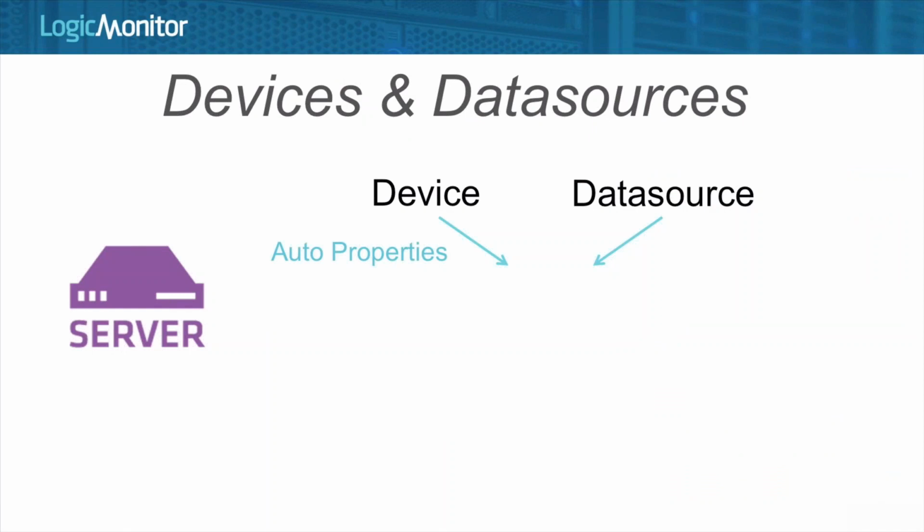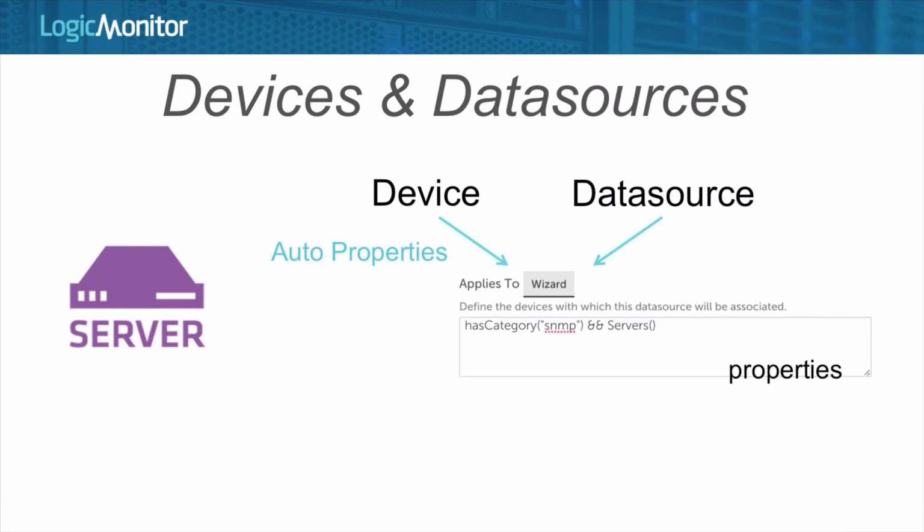LogicMonitor data sources are templates that contain information about how to monitor a particular device, including what metrics to collect, what graphs to display, and what values indicate an issue that needs attention. LogicMonitor has hundreds of data sources that are pre-configured, which makes it easy to monitor a wide range of devices and applications. So each data source template has an applies to field, and the functions that are specified in the applies to field are checked against device properties to see if the data source template applies to the device. When the data source template is applied to the device, we get a device data source pair.